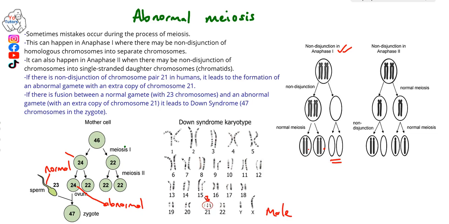Okay, guys, I hope you grasp this. I hope you understand this, and you won't have much problem when answering problems to do with meiosis. So this is the process you need to remember for abnormal meiosis, on how an individual with Down syndrome is actually produced.